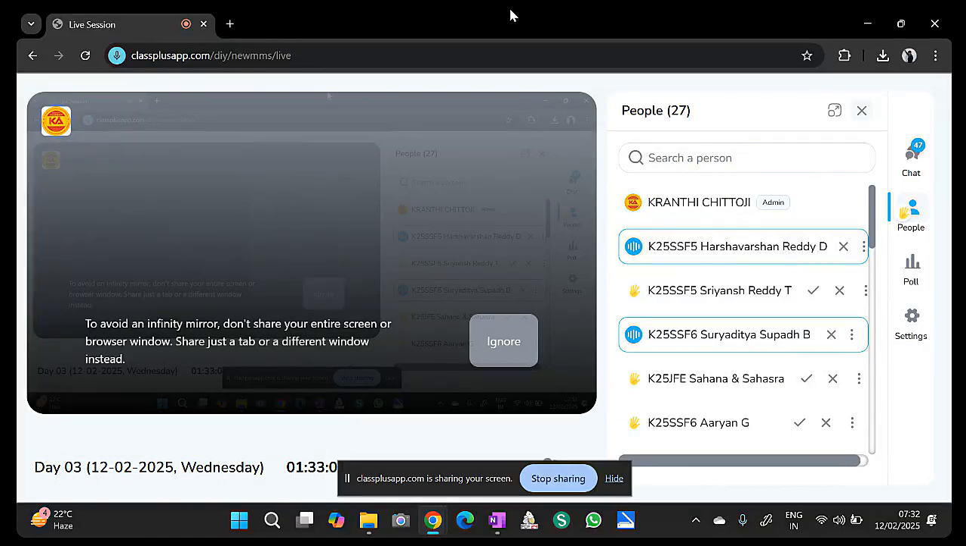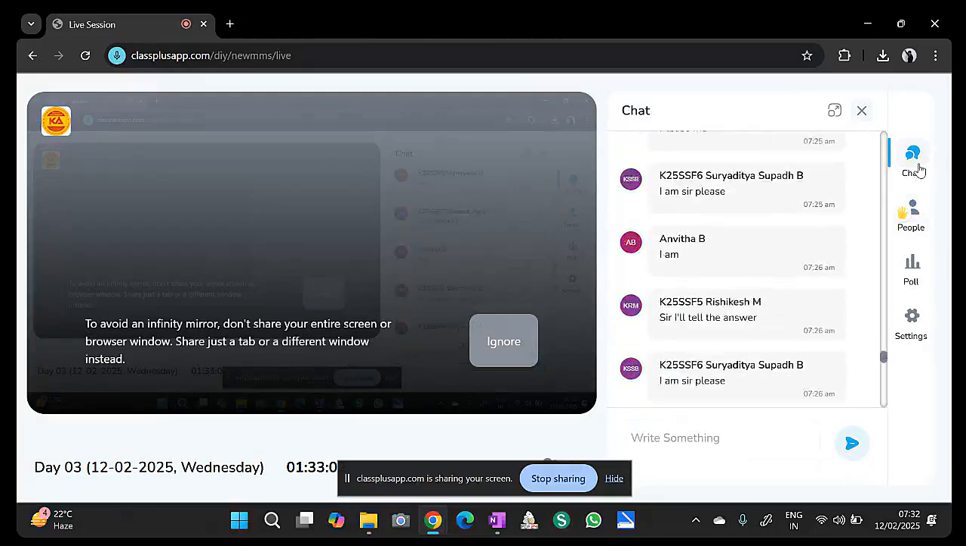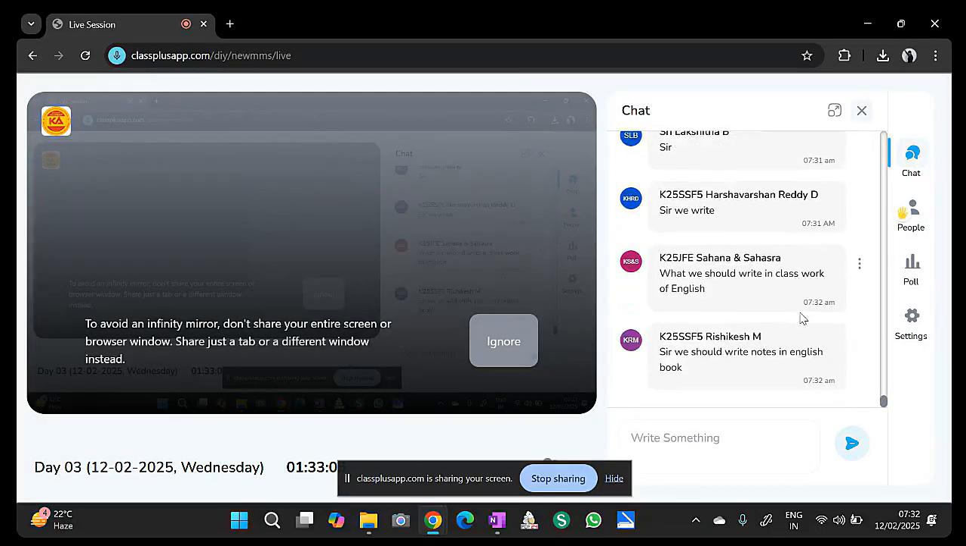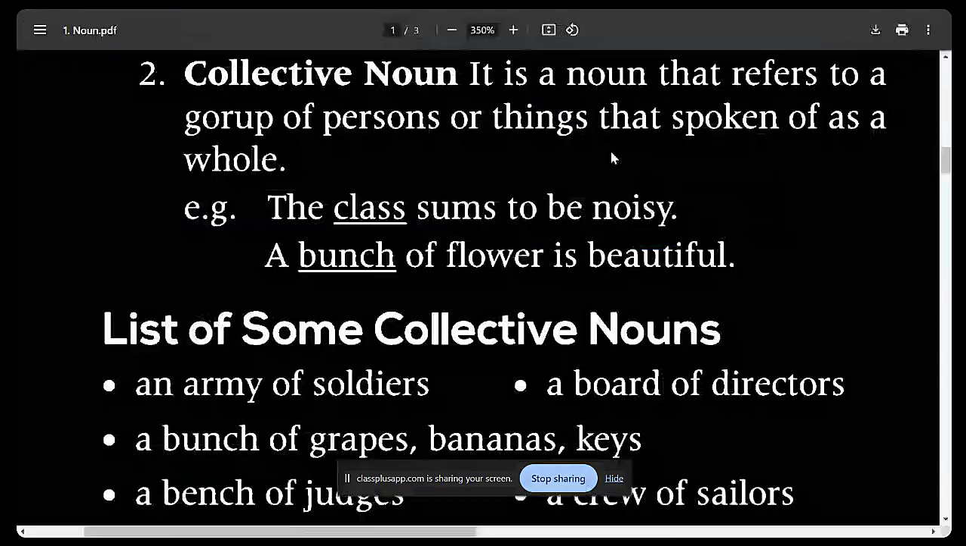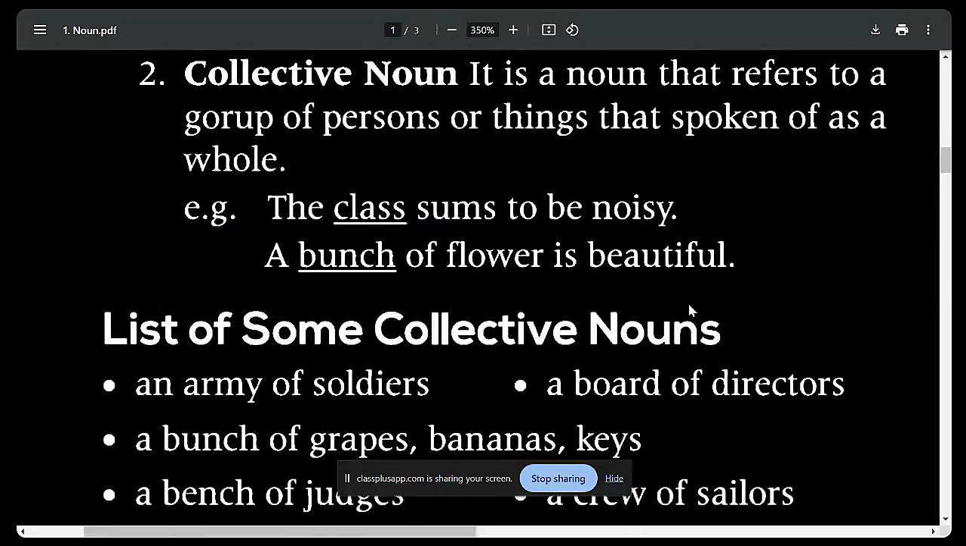Surya, is my screen visible to you? Surya, is my screen visible to you? Yes, sir. Okay. Sir, I have to write those collective nouns and proper nouns also. Yeah, you can write only the important notes now, and later you can write everything from the class. Okay, sir.